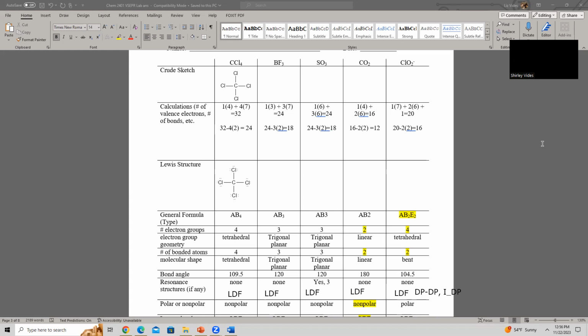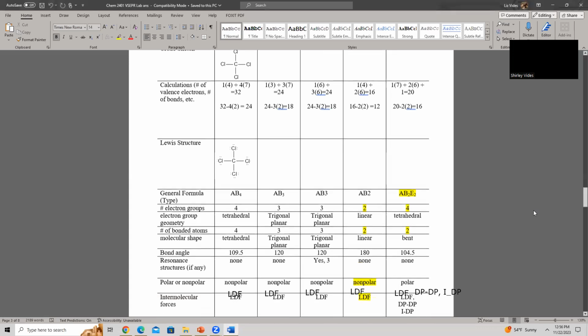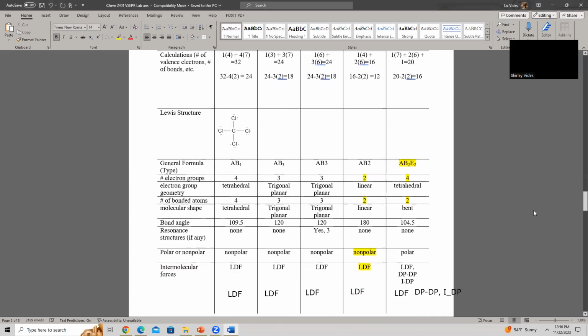Let's see if we match based on our analysis. Okay, so let's see our answers. Oops, sorry. Answers right here on the bottom. Look at that. They match. You see that? They match perfectly because we did the analysis correctly.